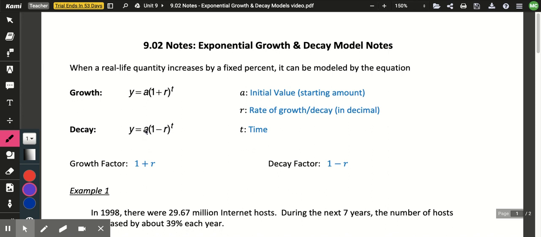In order to use any kind of formula, we have to know what each of the variables stand for. So A is your initial value, your starting amount. R is the rate of growth or decay, which is in decimal. T is the time, which can be measured in any increment you need. And Y is not on the list for some reason. Y is your resulting amount or resulting value.